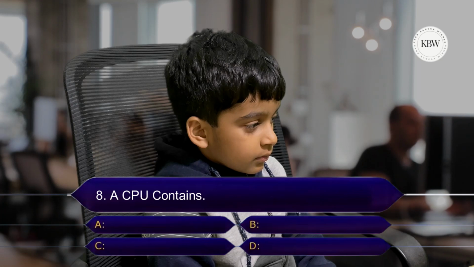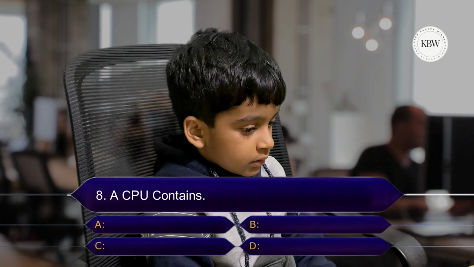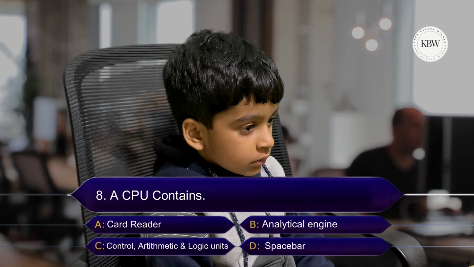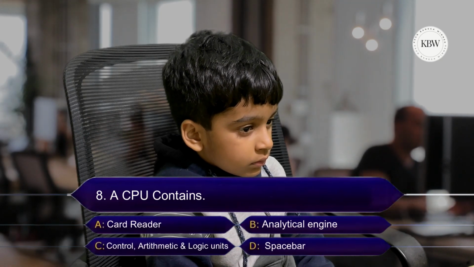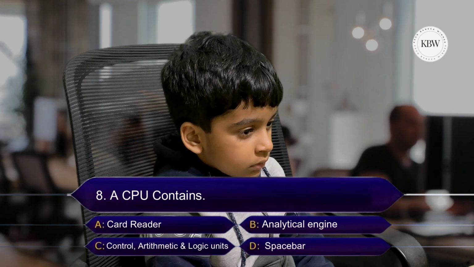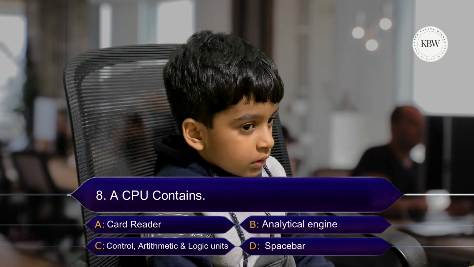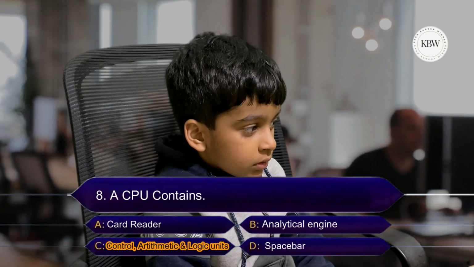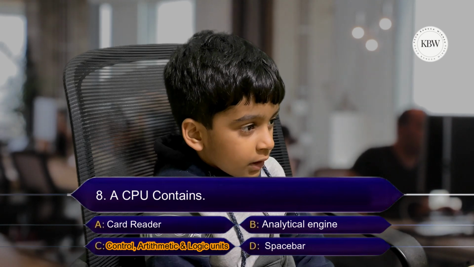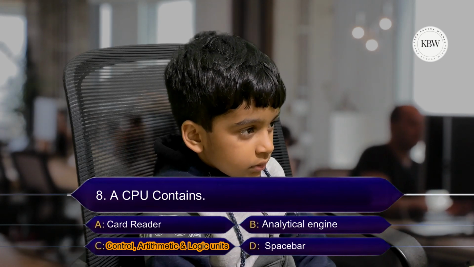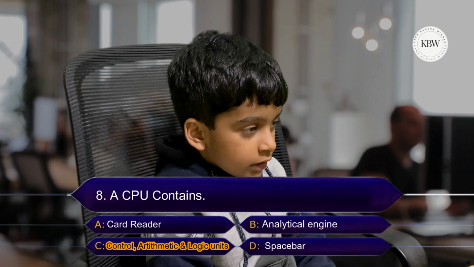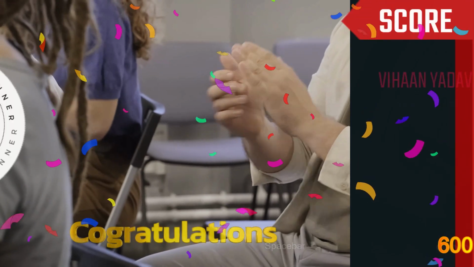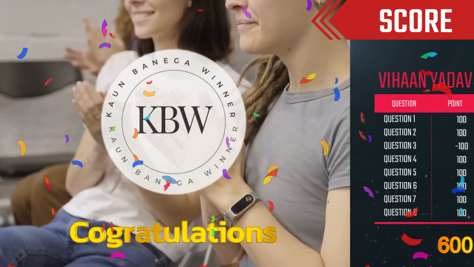Okay, next question, Vihaan. A CPU contains blank. Option A card reader, analytic engine, option C control, arithmetic and logic unit, option D none of these. Option C. Are you sure? Option C, control, arithmetic and logic unit. Yes, that only. Okay, this is also right, Vihaan. Very well, Vihaan. A big round of applause to Vihaan.